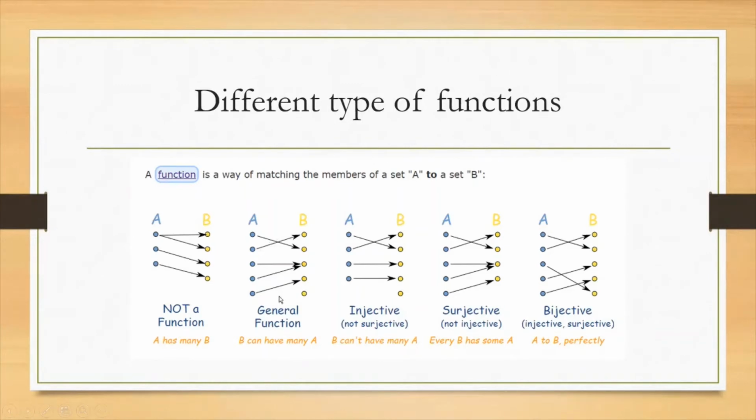So one-one function means, consider the second one. If we consider the third point on capital B, it is the image of 2 different points in capital A, right?